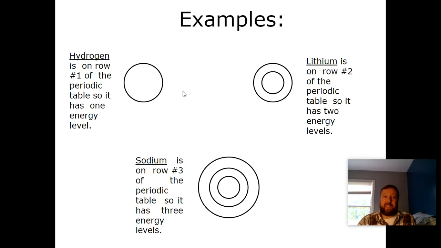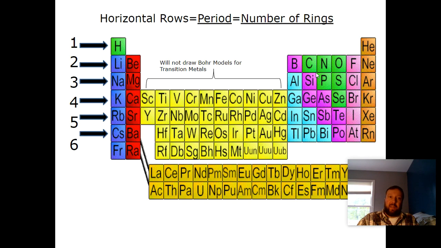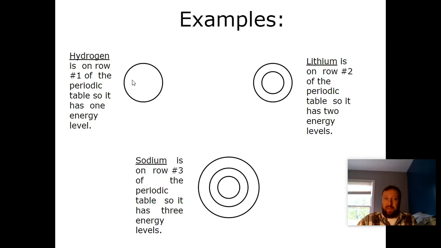So if we look at examples, hydrogen only has the nucleus right in the middle and 1 ring around it. Hydrogen is row 1, lithium is row 2, and sodium is row 3, which tells us the number of rings that you have. So hydrogen is 1, lithium 2, and sodium 3.